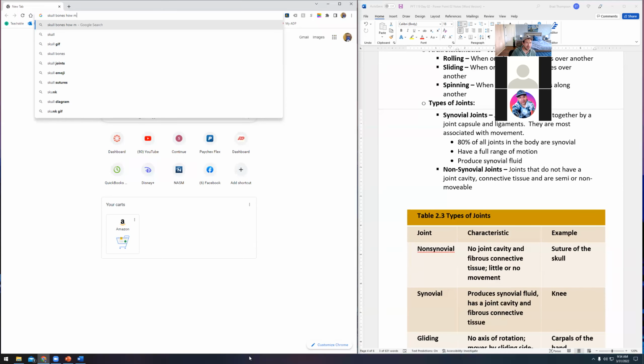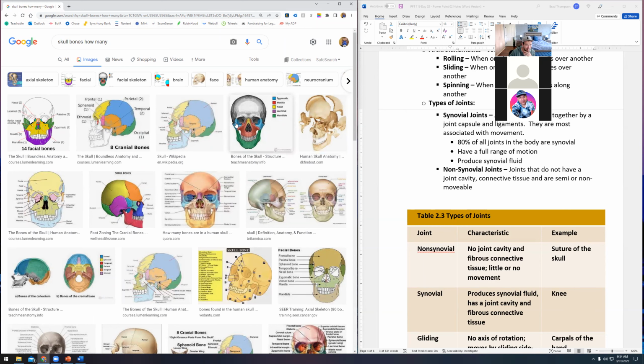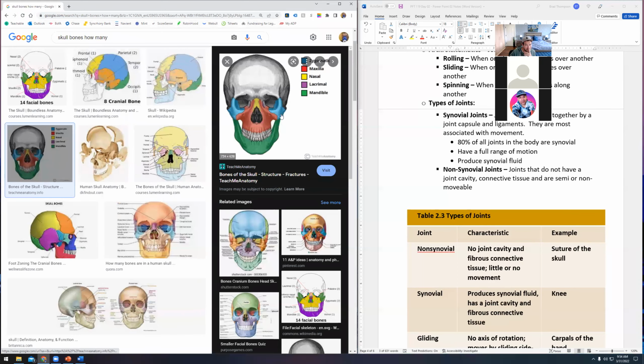Skull bones, how many? Seven? 22. Oh, well, that's all the face bones. That doesn't count. I just want the skull itself, which is where we all start disagreeing on how many bones there are.